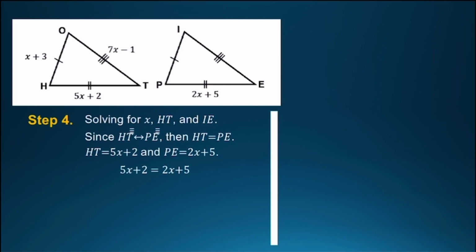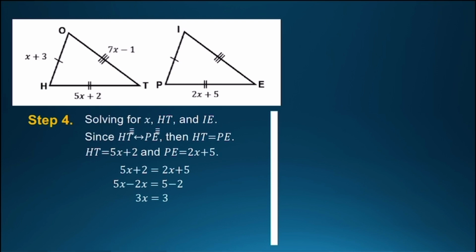And after this, let's combine similar terms. So we're going to transpose 2x to our left side and we're going to transpose positive 2 to our right side. So it will become 5x, and from positive 2x, it will become negative 2x, or minus 2x, is equal to 5. From positive 2 now, it will become negative 2. And 5x minus 2x, we have 3x is equal to 5 minus 2 is equal to 3.